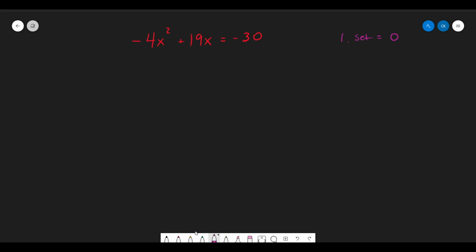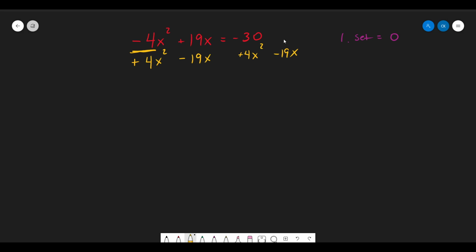But the reason I'm not going to do that is if I look here, see how the coefficient of x squared is negative? I don't like having negative coefficients on my x squared. If I ever see that, I want to move that to the other side. Meaning, I'm going to make this side here equal to 0. So I'm going to move both of these to the other side. I'm going to add a 4x squared to both sides, and I'm going to subtract a 19x from both sides.